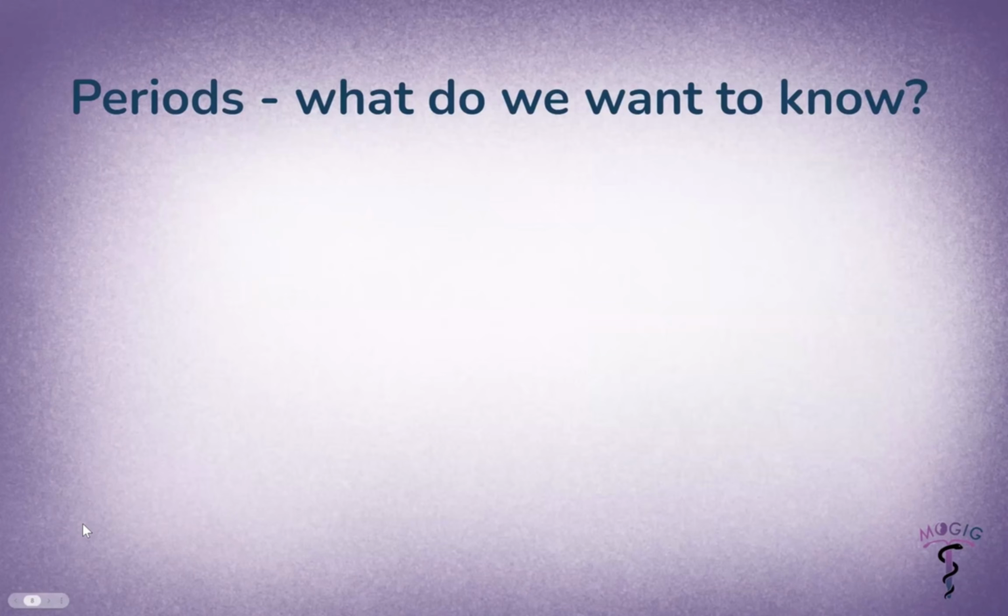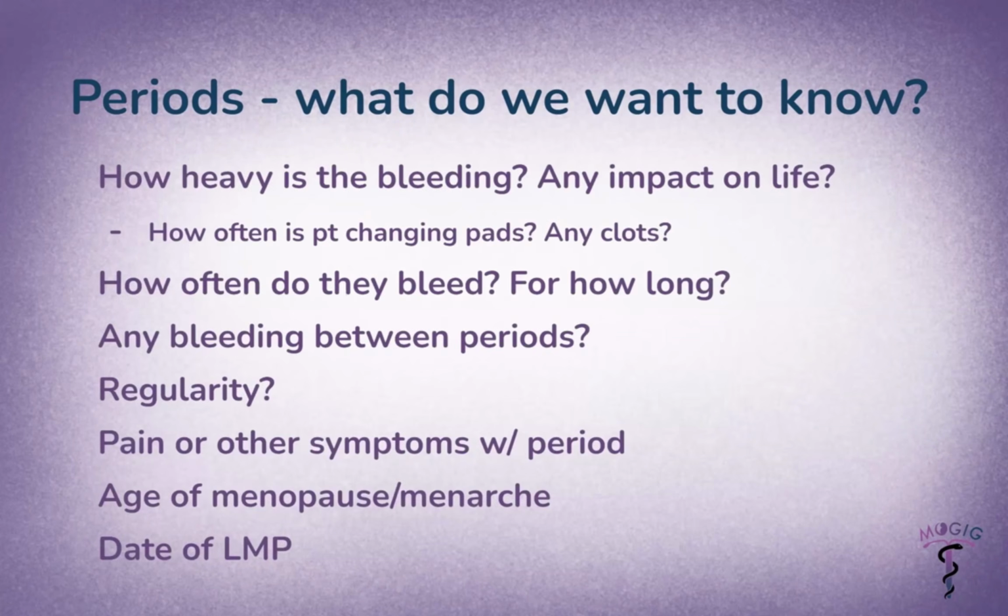So when it comes to taking period histories, it can be quite challenging to know where to start or what to think about. So I like to break it down into the following. I like thinking about how heavy the bleeding is at the start. So how often is a patient changing pads? Are we talking once a day, twice a day? Are we talking every hour or 2 hours?